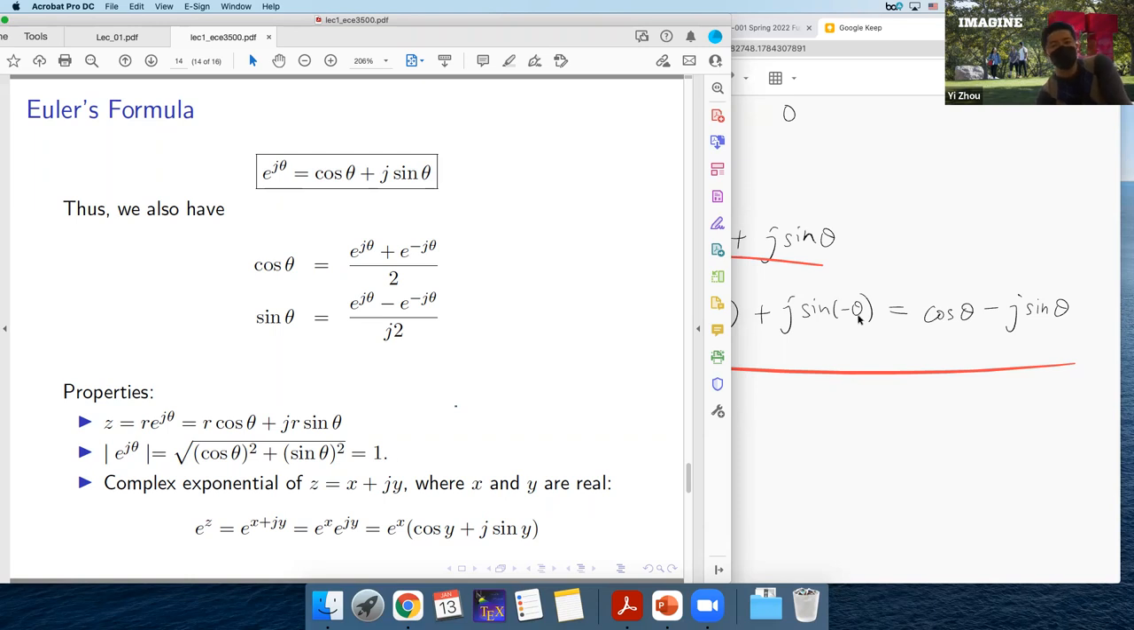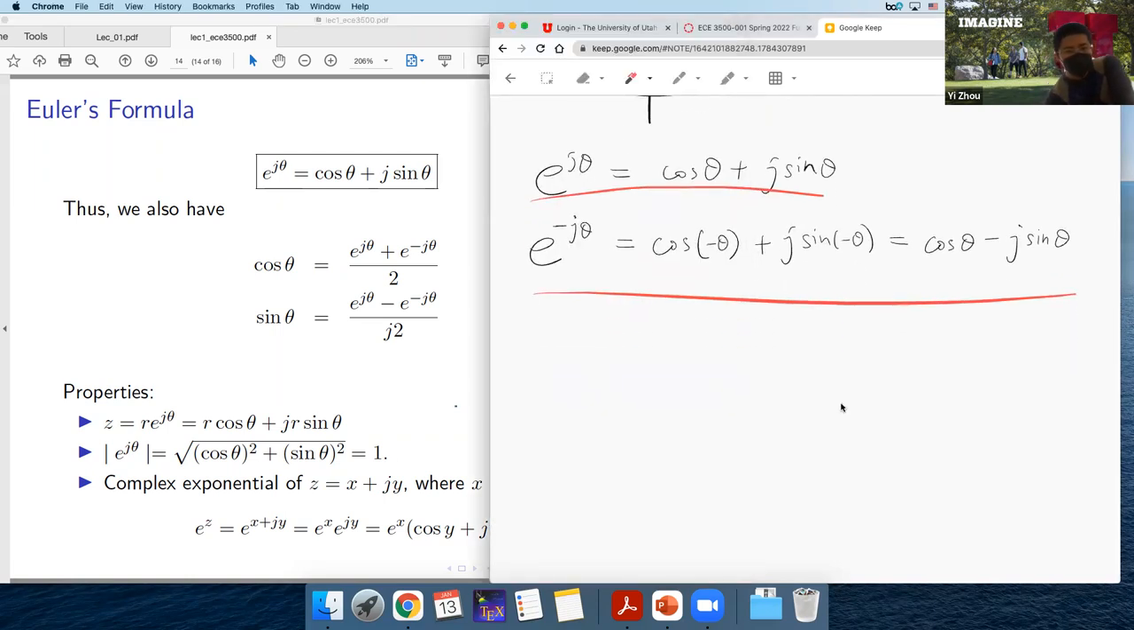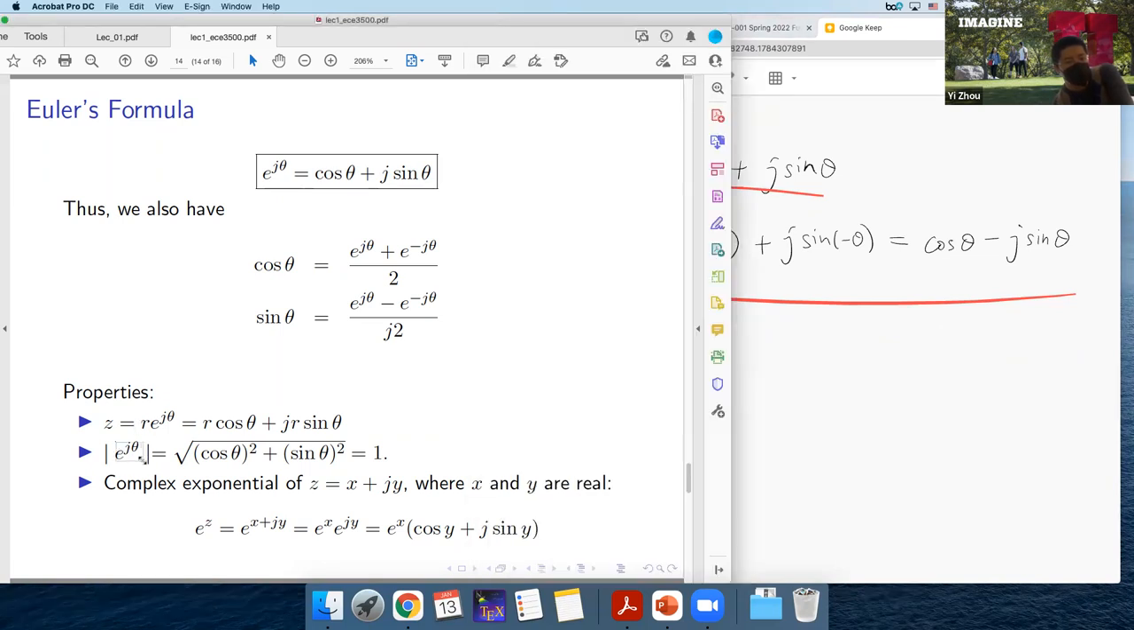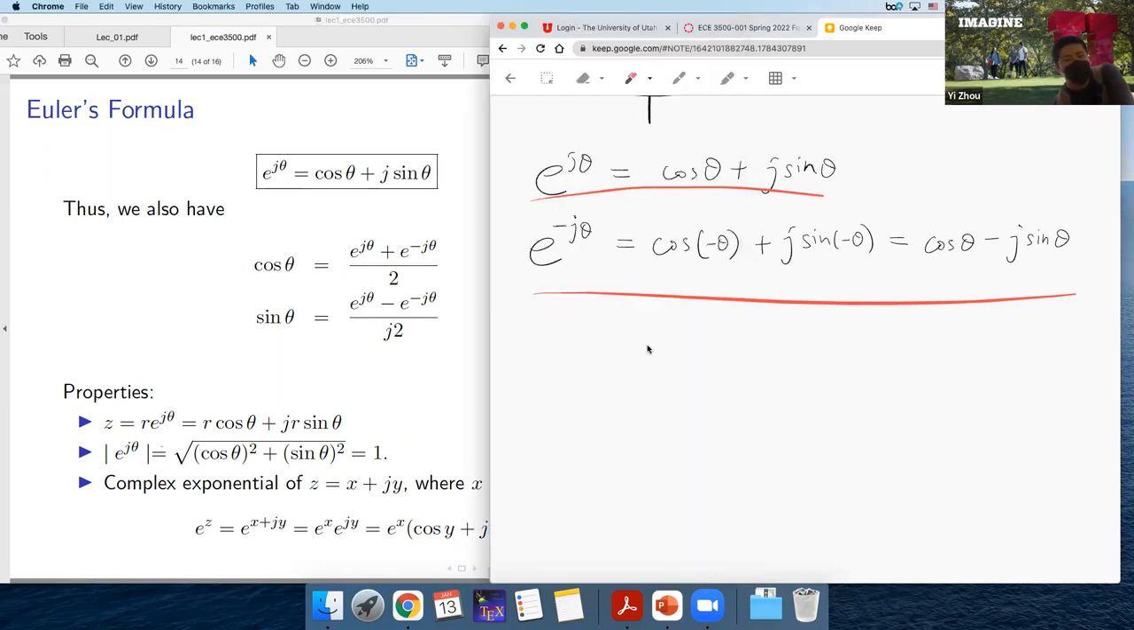And that is actually very straightforward because this complex number is already in a standard polar form, right? It is exactly one multiplied by e to the power of jθ. So one is the magnitude, but we can verify that by Euler's formula.